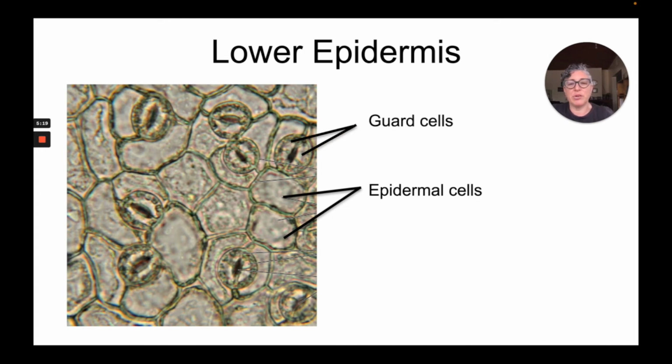We have pairs of guard cells, and you can see they're all paired up as they are spread throughout the lower epidermis. They do contain chloroplast, so they are going to do photosynthesis, and we will explain why a little bit later. And then finally, we have the stomata, singular stoma, and those are located within the pairs of guard cells. And this is what it would look like if you were to look at the broad underside of a leaf.